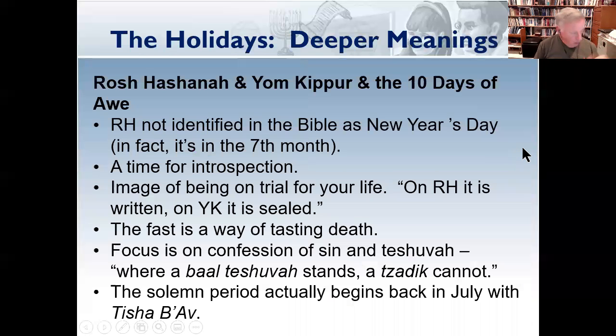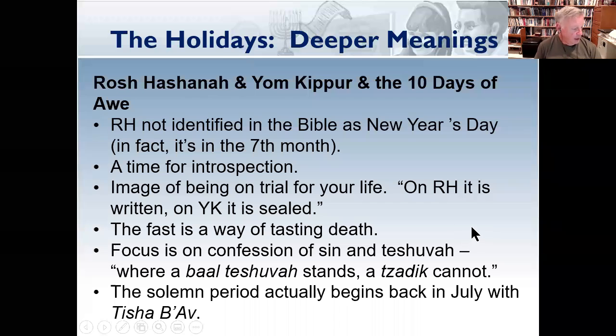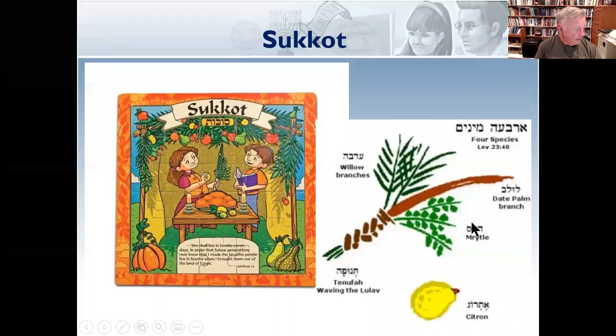And we talked about this, that Rosh Hashanah, actually, when these slides were prepared, I was giving them before I gave the discussion of Rosh Hashanah and Yom Kippur, that Rosh Hashanah is the first day of the 7th month, a time for introspection. And we are actually in the 10 days of awe, when we're supposed to be working on the aspects of our life so that we will be favorably inscribed for a good year. And the fast being a way of embracing the idea of mortality and tasting death. And let me just go on.